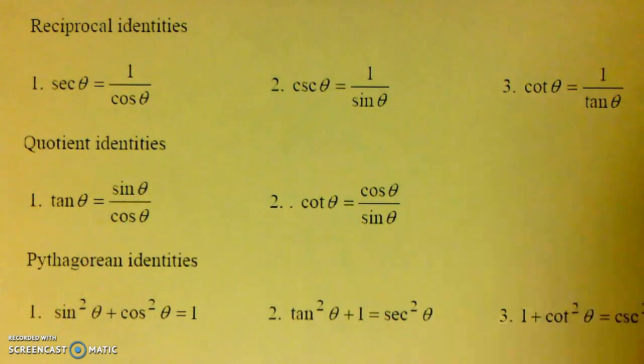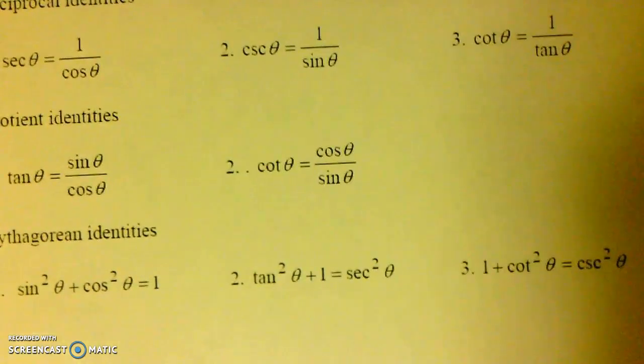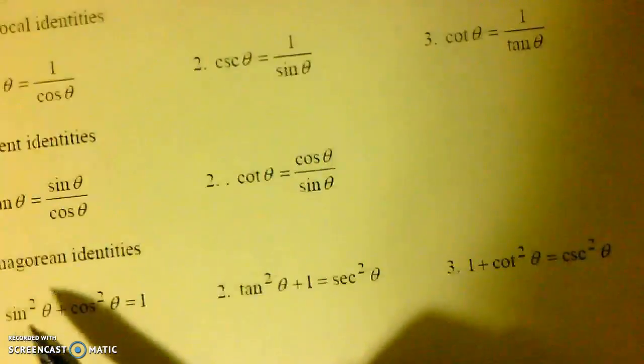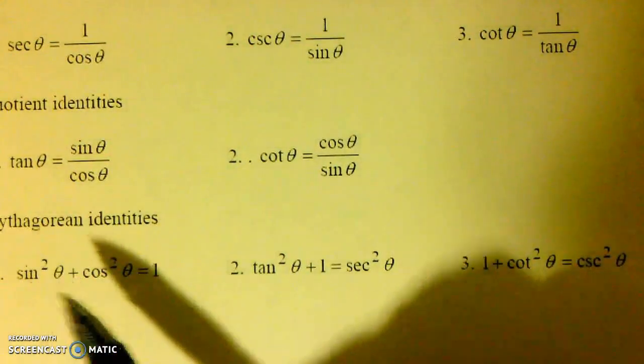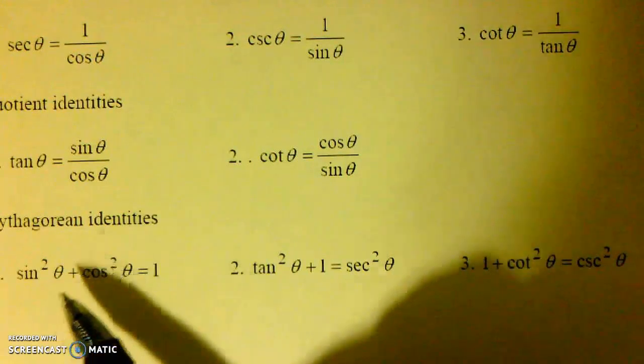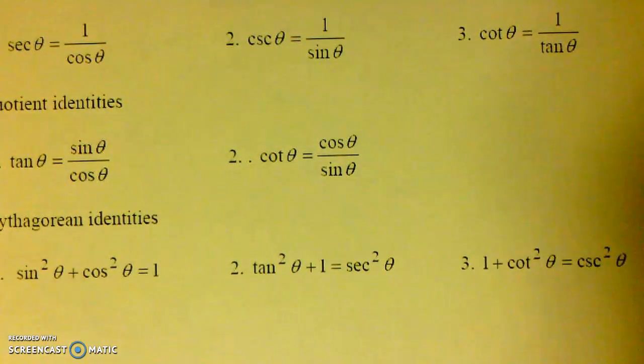The other nice thing is what's called the Pythagorean identities, and basically they state that whenever you have a sine squared plus cosine squared of the same angle, that will always equal 1. It does not matter what it is, that will always equal 1.